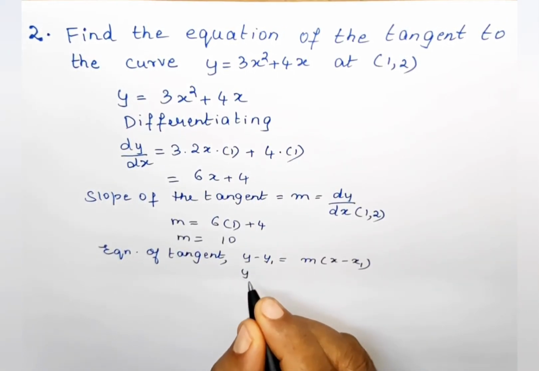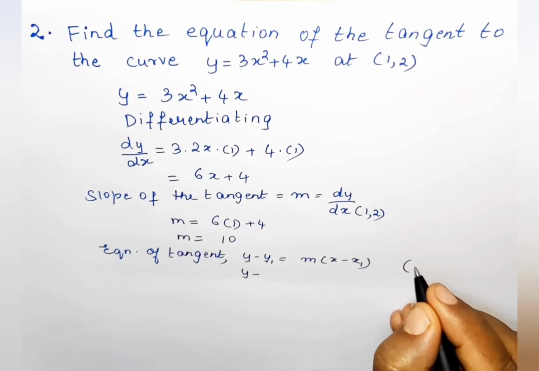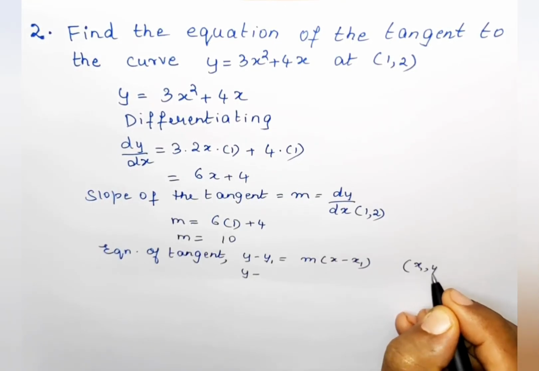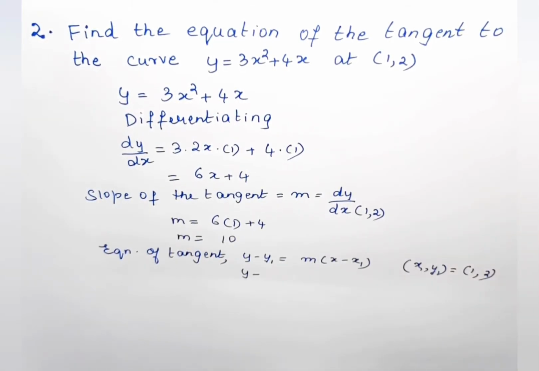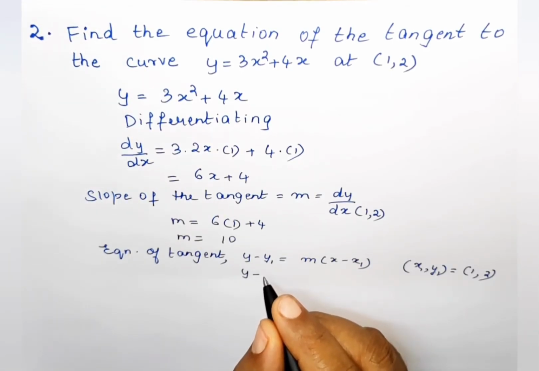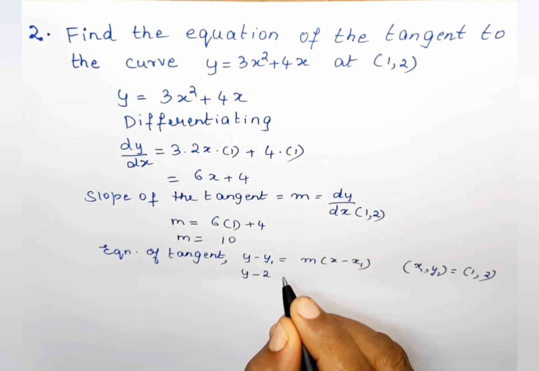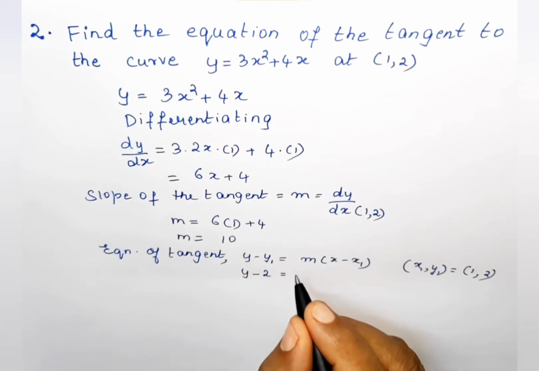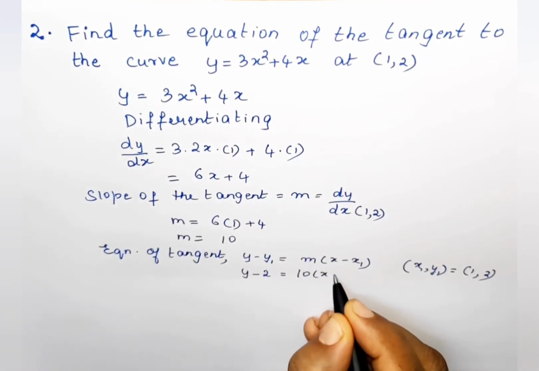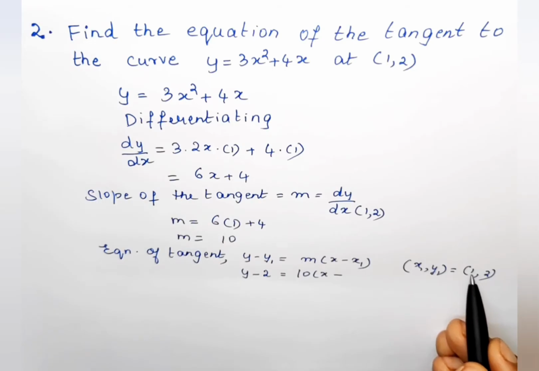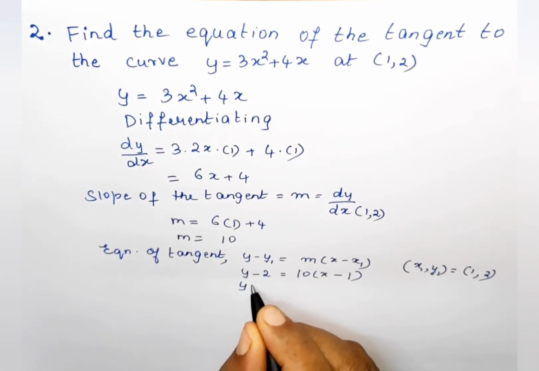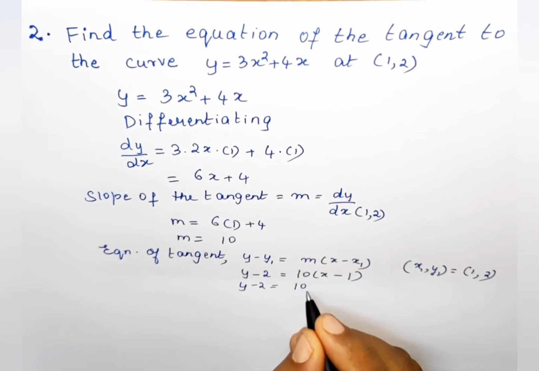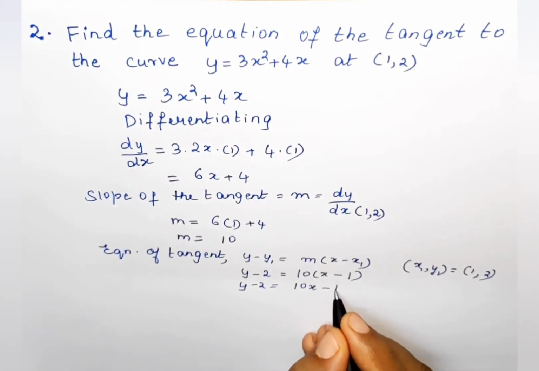Now x1 comma y1 is 1 comma 2. It is given. Now let us substitute x1, y1 equal to 1 comma 2 in the equation. So this becomes y minus y1, which is 2, is equal to m, we have found out m, it is 10, into x minus x1, which is 1. So y minus 2 equals 10 into x, 10x, minus 10 ones are 10.